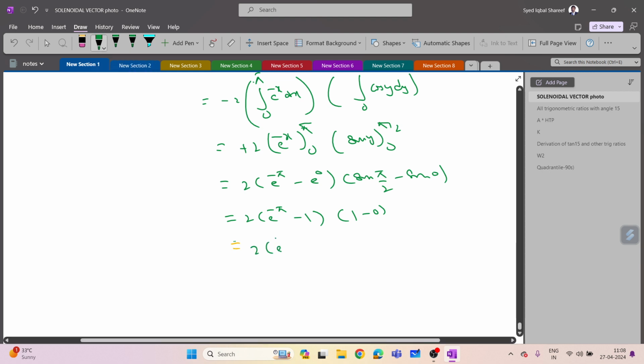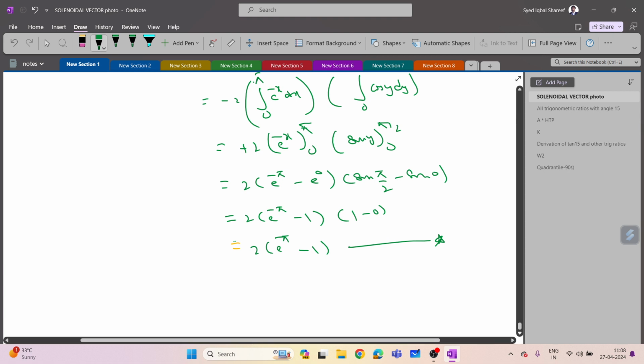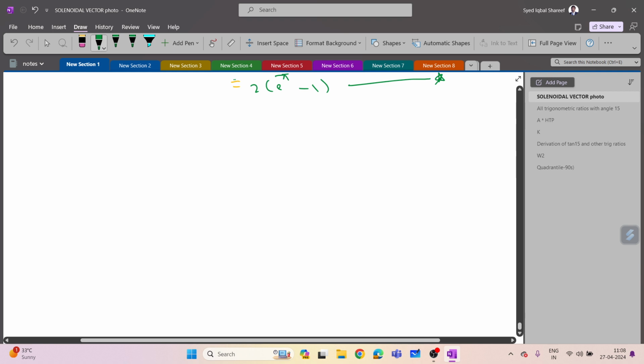Answer is 2 e to the power of minus 5 minus 1. This is your answer 1, first part. Now the second part is we have to find along the points. For the points, please draw the diagram. If you draw the diagram, it will be easy for us.